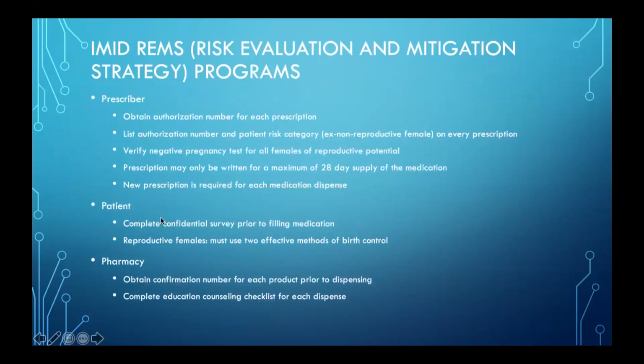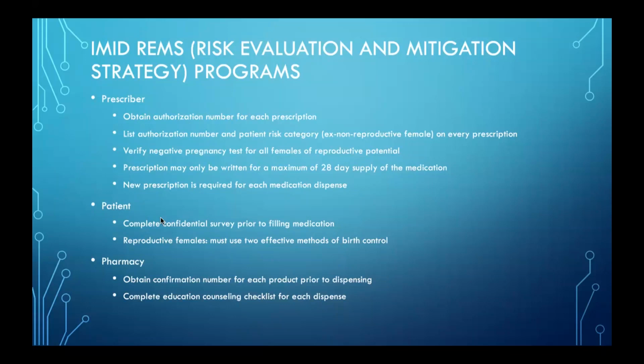And so requirements on the prescriber side are obtaining an authorization number for each script, listing that and the patient risk category, for example, non-reproductive female, on every script, and verifying a negative pregnancy test for all females of reproductive potential. I would say the nurses are very helpful in making sure that's documented, but if you're practicing at a community center, that might not always be the case. And then from a prescribing standpoint, this is really more restrictive even than our C2s, so you can only get a max prescription for a 28-day supply and you require a new prescription for each dispense.